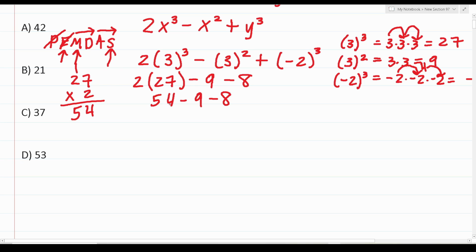We could do this as 54 minus 9 and then subtract 8 from that, but we can actually go ahead and combine 9 and 8. 9 and 8 is 17. So this is 54 minus 17. And let's go ahead and take care of that. Now I'm going to work it off to the side in case we can't do it mentally.